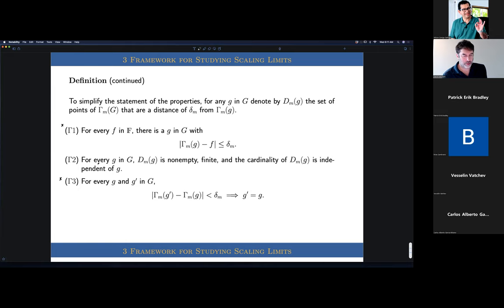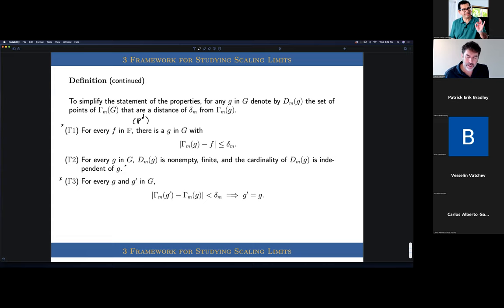So for gamma one, for every F in the field or in R^d, there is a G in the group so that the image of G under the spatial embedding is within delta M close to F. So this just means really that your image of the discrete group G in the space will eventually fill out space. The union of all of the embeddings will be some dense subset. This doesn't require, of course, that the image of gamma M is contained in the image of gamma M plus one. It's not necessary.